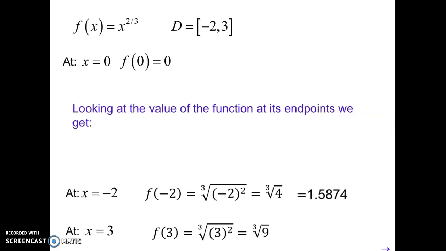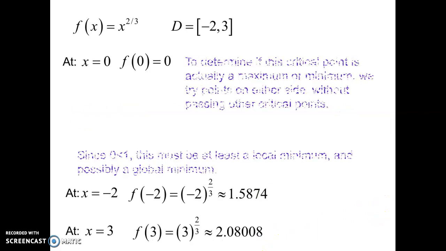Now we could have put this on our calculator to figure out these values, but you can just definitely see the cube root of 4 is going to be lower than the cube root of 9 because 9 is a bigger number than 4. So we really didn't even need our calculator to determine that.